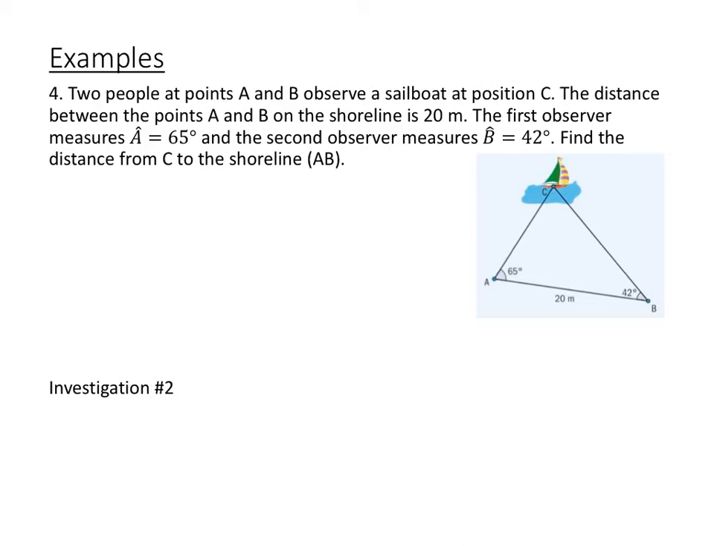For this next example, two people are sitting at points A and B observing a sailboat at point C. The distance between the two observers is 20 meters. The angle of observation for angle A is 65 degrees. The angle for angle B is 42 degrees. And we want to find the distance from the ship to the shoreline. So we want to find this distance here, the distance from the ship to the shoreline, which, whenever you do a distance from a point to a line, you always make it a perpendicular line. So go ahead and pause the video and see if you can find this distance.